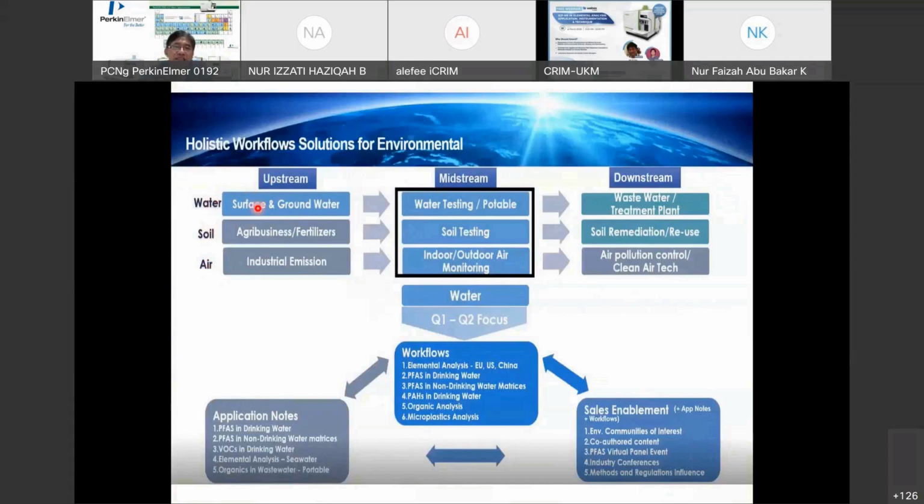Let's say upstream will be surface water, groundwater. Upstream soil will be agriculture, fertilizer for nutrition, plant nutrition. Midstream will be water testing, potable, that means soil testing. Downstream will be wastewater treatment plant, drinking water plant, soil, that means reuse or remediation. So this is the scope for atomic spectroscopy, soil and water.